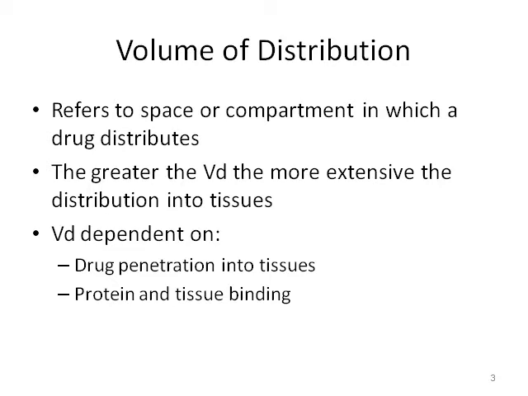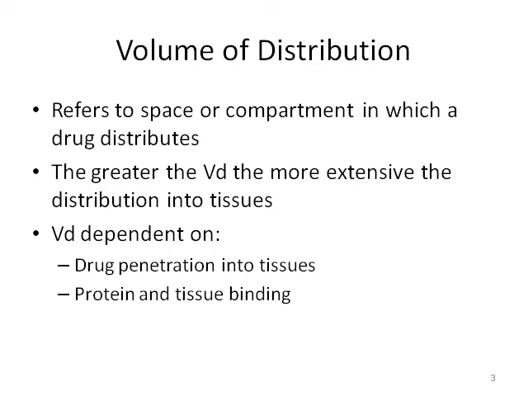Slide 26 describes a component which is actually a calculated component that we use in trying to calculate dosages, and this is referred to as the volume of distribution. This is a theoretical space that is calculated and refers to the space or the compartment in which a drug distributes. So if we see a drug with a high volume of distribution, that means we have a greater or more extensive distribution into the tissues.